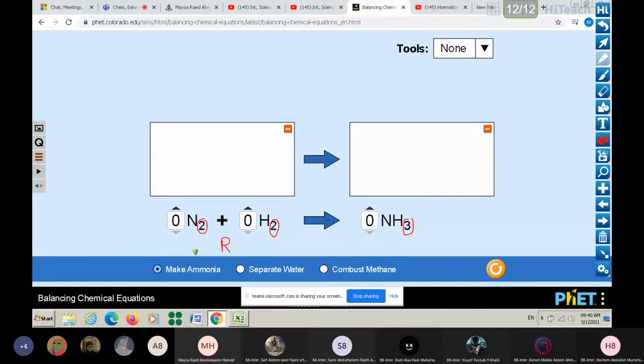Qais, in the reactants, how many hydrogen atoms can you see? Look at the screen and pay me your attention. How many hydrogen atoms in the reactant? Three, miss. How many hydrogen atoms in the reactant? Two, miss. They are 2. Look at the product, NH3. How many nitrogen atoms do you have? Only 1. Thank you.